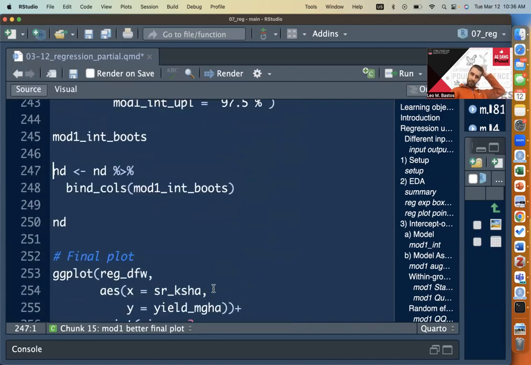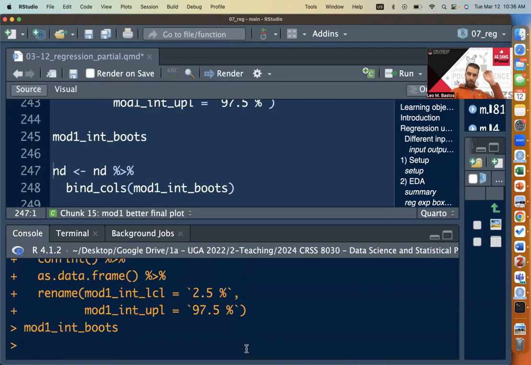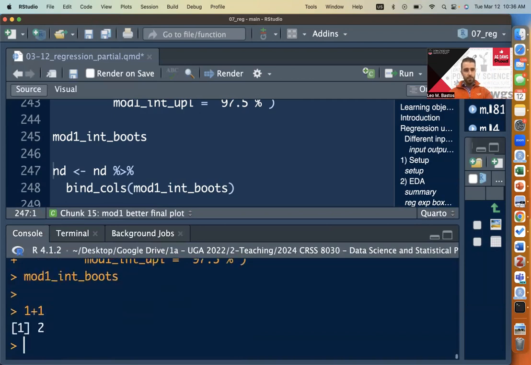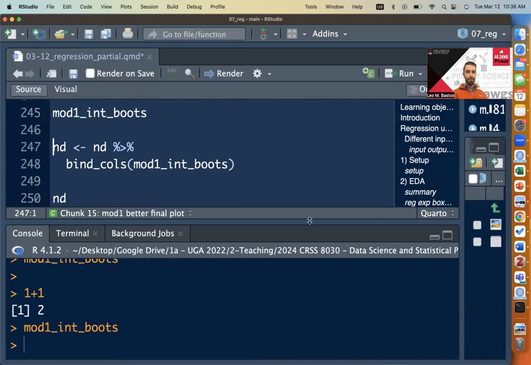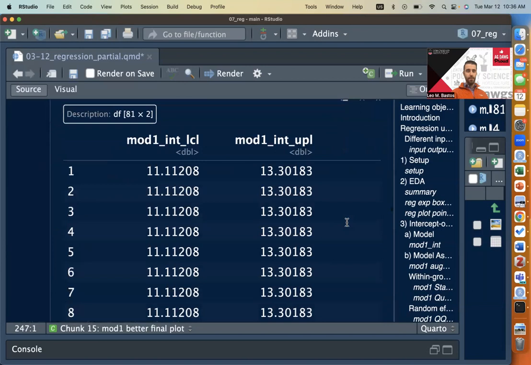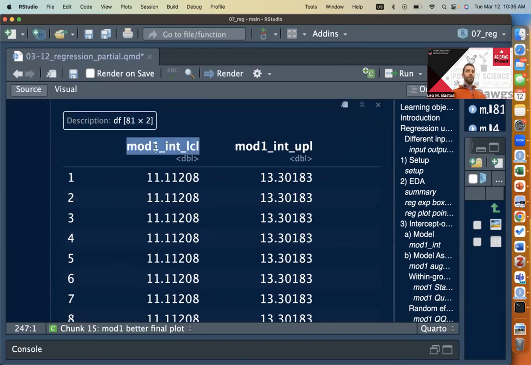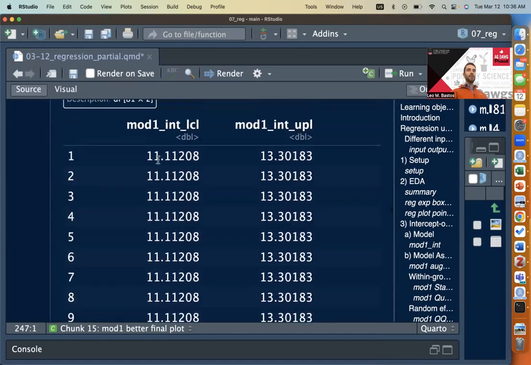let's see, I think I'm going to run that again. All right, so this is what we have now. So we have the lower confidence level and the upper confidence level, where each row here, again, is a seeding rate level that we simulated from 40 to 120. So these are the bands now that I can put around each one of those, of that solid line that was the estimate.